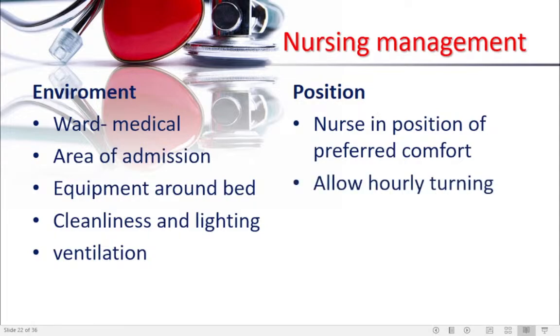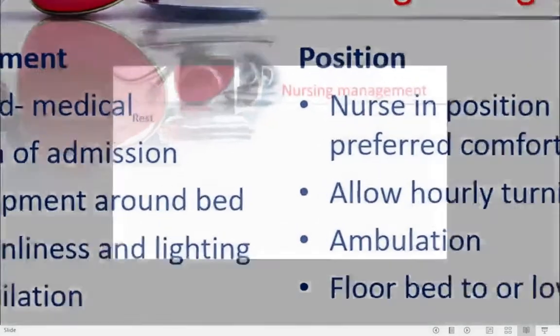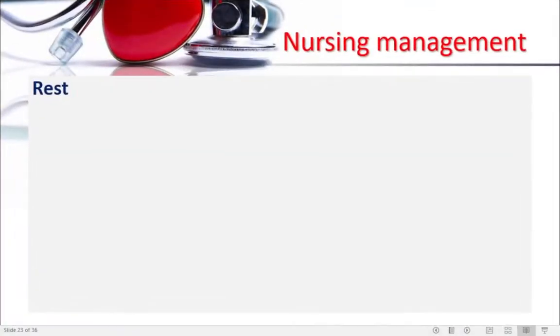Secondly, I will allow 2-hourly turning to prevent pressure sore formation. I will allow and encourage ambulation to promote circulation as well as prevent pressure sores. Then I will nurse the patient on a floor bed or a bed that has got a low profile, so that we prevent physical injuries such as falls.